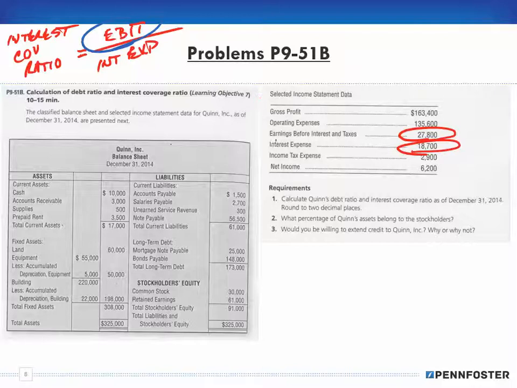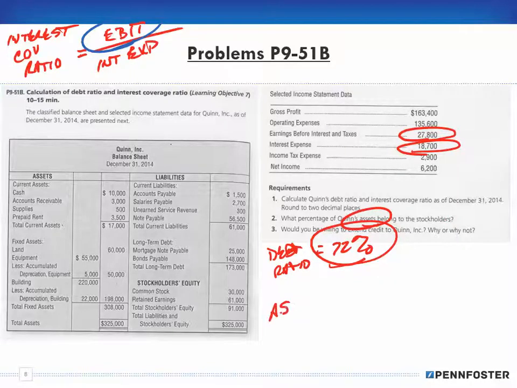Right? So we just calculated the debt ratio as 72%. Okay, and notice that that's a percentage. The question is asking what percentage of assets belong to the stockholders. Right? Assets equals liabilities plus equity.